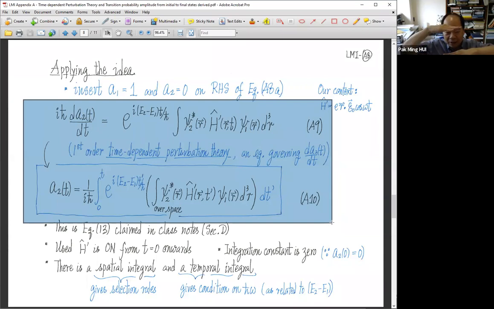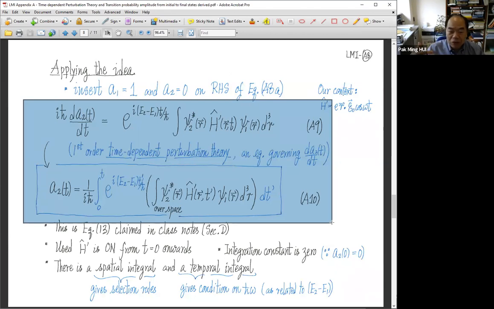Equation A9 refers to the following question. If the system was certainly in level 1, so A1 is 1, that is the initial condition, A2 is the probability amplitude of finding the system to be in this state called number 2 at a time t, after the time-dependent perturbation has been turned on. So that is equation 9.